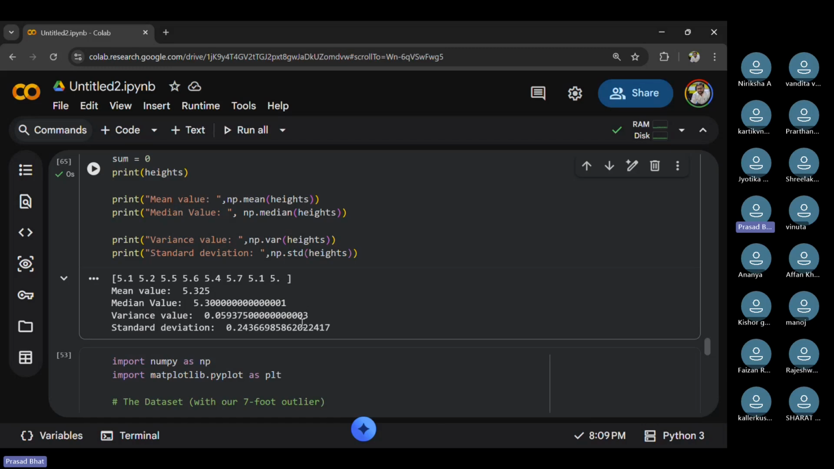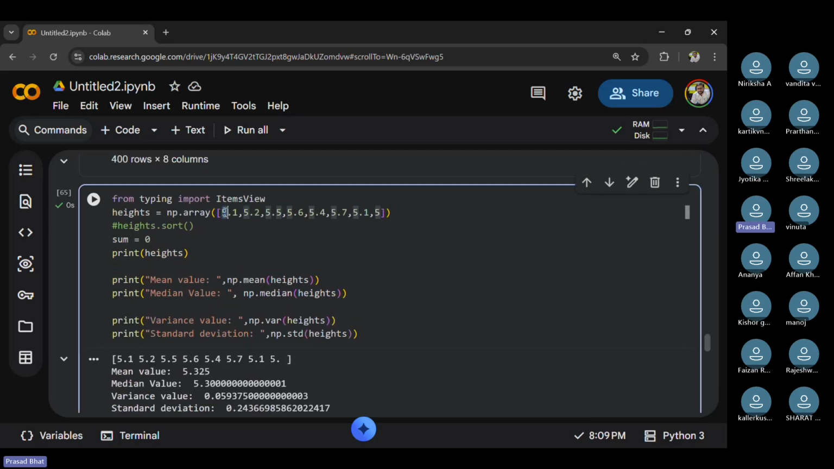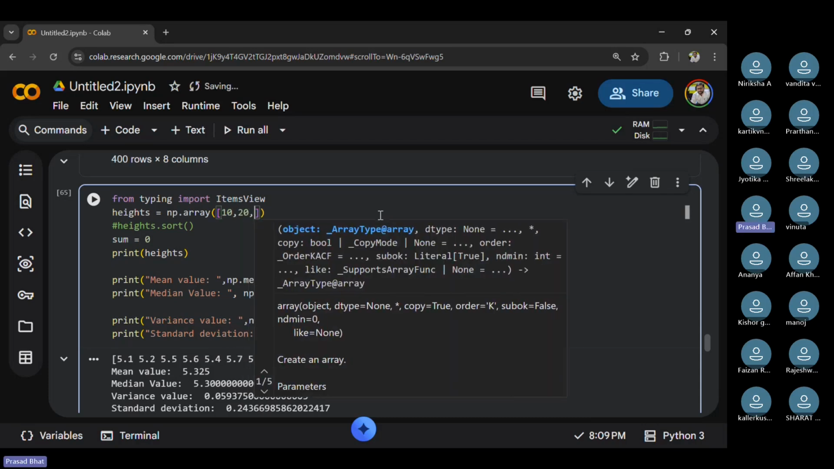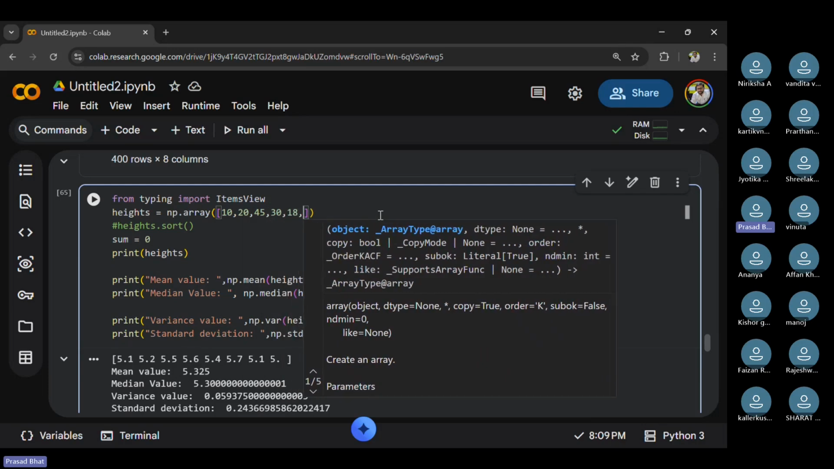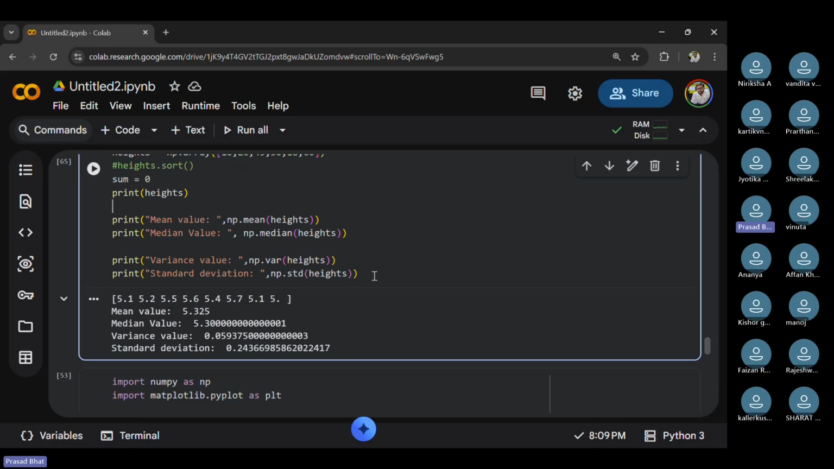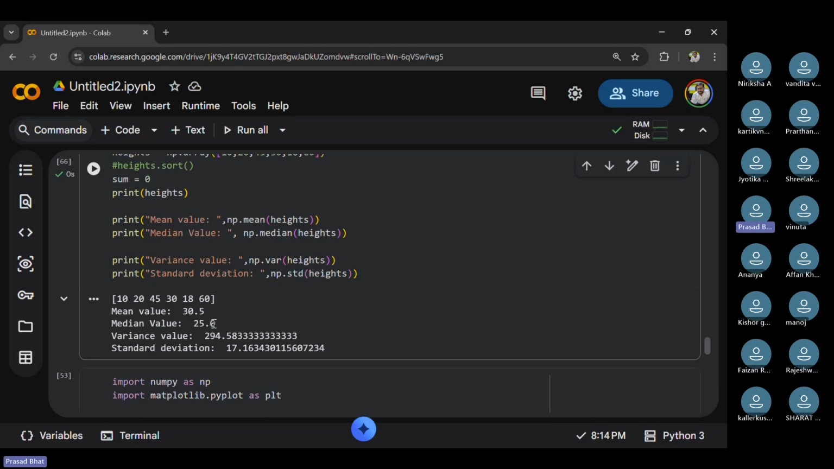If the value was not in decimal points, say for example, I had a standard deviation of 10, then the variance would have been more. Do you want me to do that? Say, let's take some 5, 6 values: 10, 20, 45, 30, 18, 16, right? Now, let me run the same code. Now look at this. Mean value is 30.5, median value is 25. Variance value is very huge compared to standard deviation. This makes sense, right? We have some 17 odd, and then it is squared into 294.